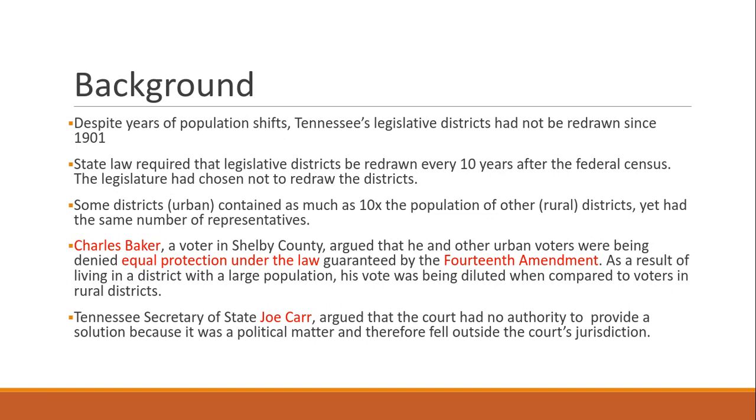Let's take a look at Tennessee, for example. It's the 1960s, and despite years of population shifts, Tennessee's legislative districts have not been redrawn since 1901. And yet, state law required that those legislative districts be redrawn every 10 years after the federal census had been taken, and the legislature had chosen not to redraw them. As a result of years of population shifts, some districts, those in urban areas, contained as much as 10 times the population of other districts, those in rural areas. And yet, they had the same number of representatives.